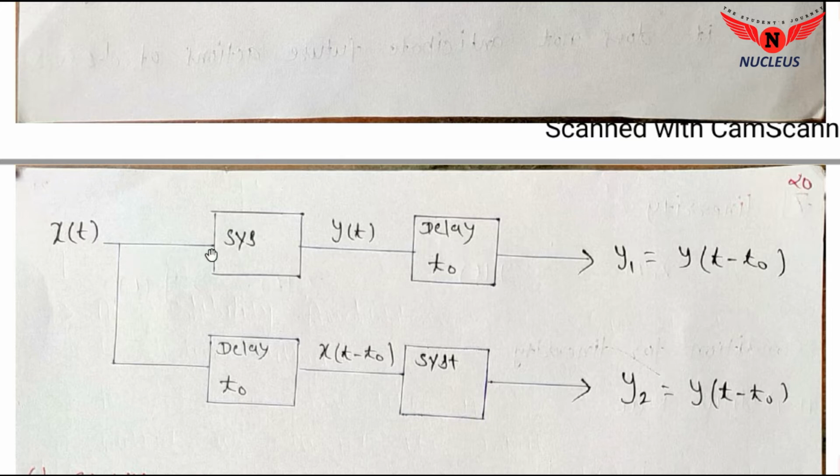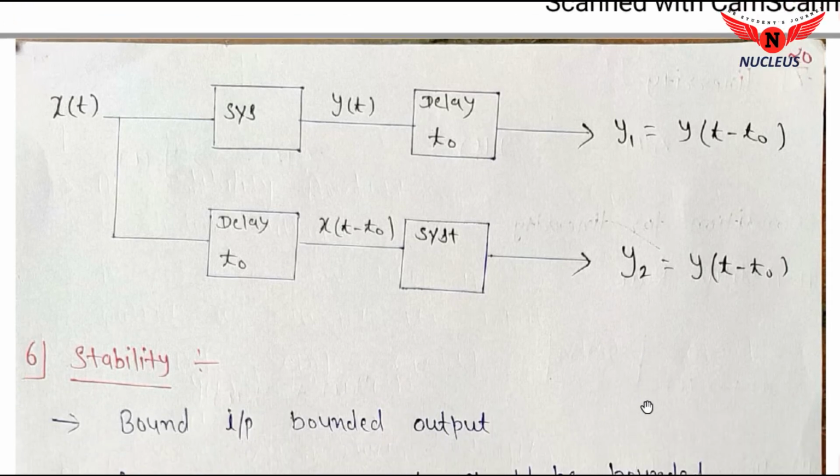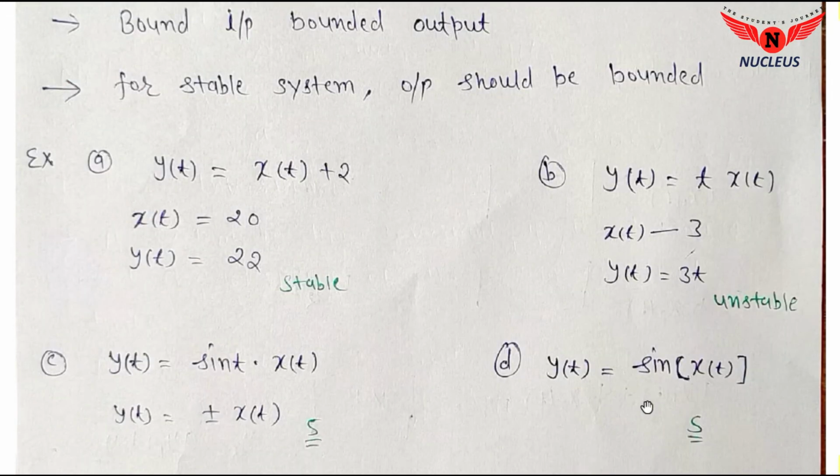So whenever x(t) is our input and the system output is y(t), if you delay the output here, the output is y1, and if you delay the input here, then the output is y2. So for a time invariant system, both outputs y1 and y2 should be equal. Let's take some examples and understand time invariance.